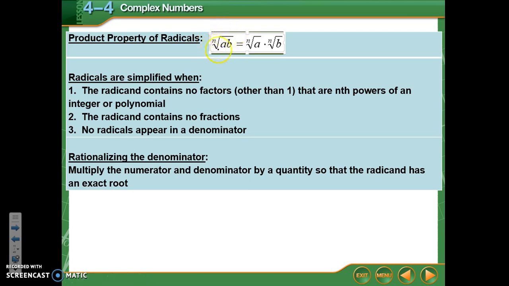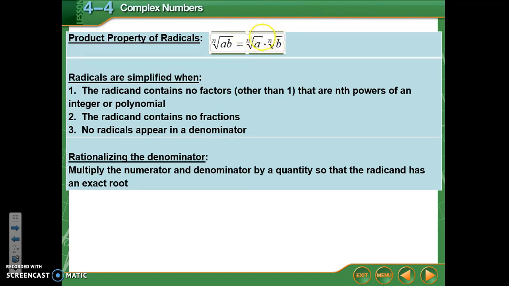So if you remember, when we multiply radicals, in this section we're focusing specifically on square roots, we have the product property of radicals. So if I have something under a square root, I can split it up into two different square roots multiplied together. Or I can also go the other way.